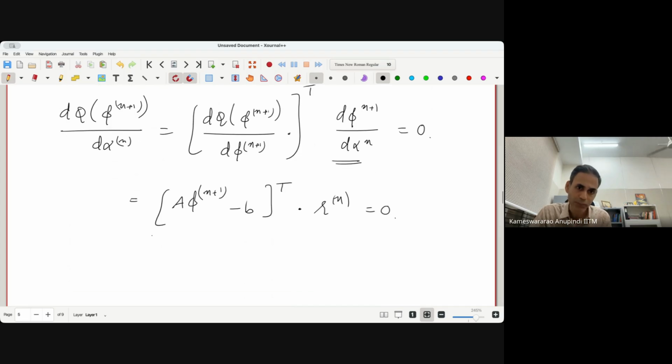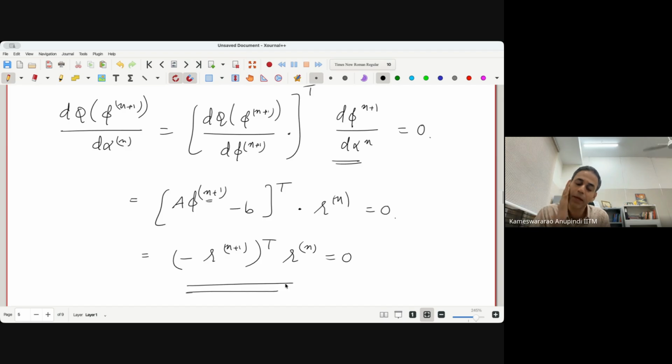Okay. But then what is A phi minus b? A phi minus b, or b minus A phi, is the residual at the n plus 1th iteration. So I can write this as minus residual n plus 1 transpose times residual at n equal to 0.